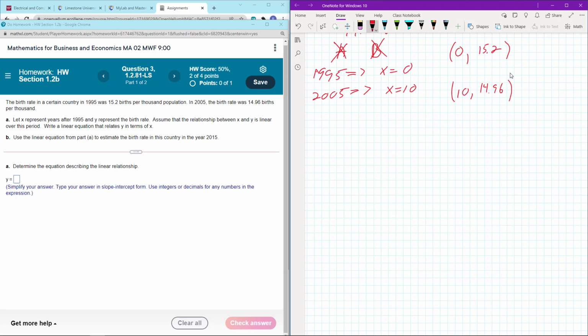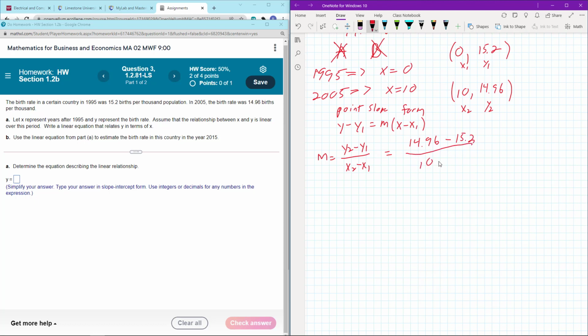Well, once again, we actually have 2 points, so this looks like it's the point-slope form, which can be written as y minus y1 is equal to the slope times x minus x1. Okay, so let's go ahead and compute the slope. The slope is going to be equal to y2 minus y1 over x2 minus x1. So let's call this x2, y2, this x1, y1, and let's go to work. Okay, so y2 is 14.96. y1 is 15.2, so minus 15.2. Okay, x2 is 10, x1 is 0.